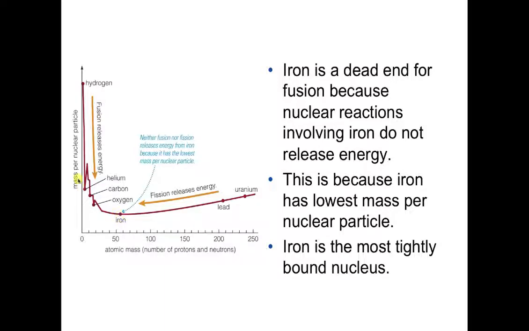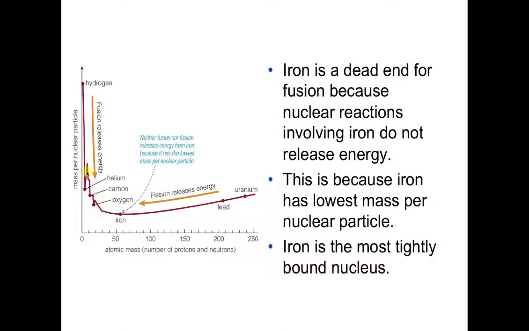And so what this means is if you take the mass of a nucleus, whatever the mass is, and you divide that by the number of particles in the nucleus, that's what this vertical axis is. It's the mass per nuclear particle. And iron has the lowest. There's no mass energy available to give from something that's got less energy. So we want to get energy out.